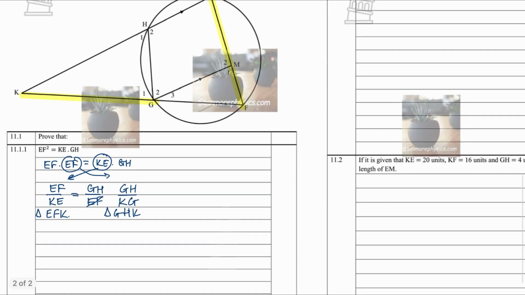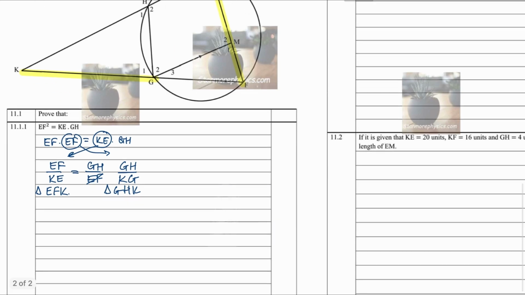So now what we need to do is focus or zone in on those two triangles. So we're going to say in triangle EFK and triangle GHK, we need to figure out what's going to be equal and why they are going to be similar. Once we've proven that they are similar, then we can prove our expression.